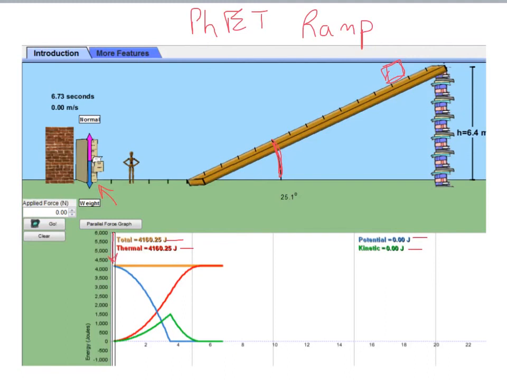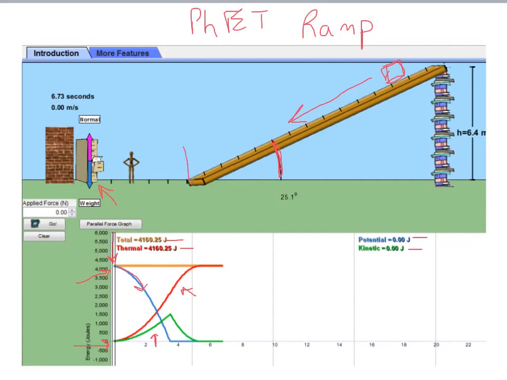Now here's the start of the run, when the file cabinet was at the top of the ramp, and it was still. It had the maximum potential energy, shown here, and the minimum thermal and kinetic energy, shown down here. As the file cabinet slid down the ramp, friction caused thermal energy to rapidly increase. And as the file cabinet gained speed, it also increased its kinetic energy. During all of that time, since we had an increase in thermal energy and an increase in kinetic energy, the amount of potential energy was decreasing.